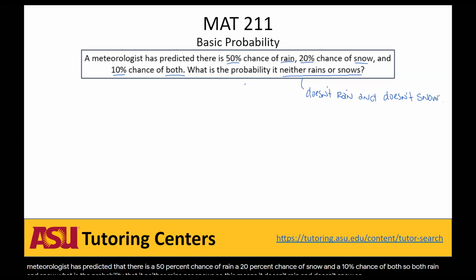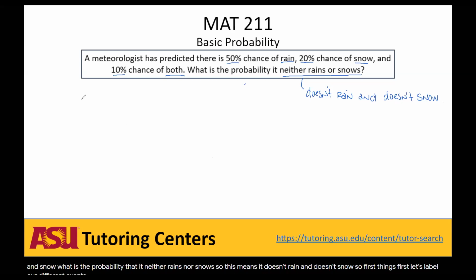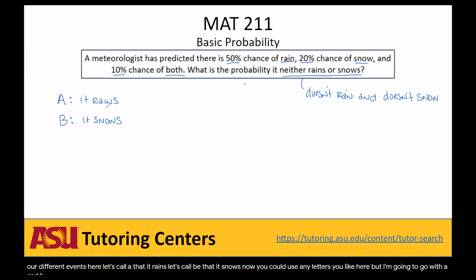So first things first, let's label our different events here. Let's call A that it rains. And let's call B that it snows. Now you could use any letters you'd like here, but I'm going to go with A and B. You might also use R and S, that would be totally fine as well, or whatever you're comfortable with.